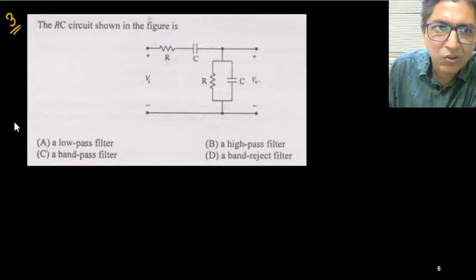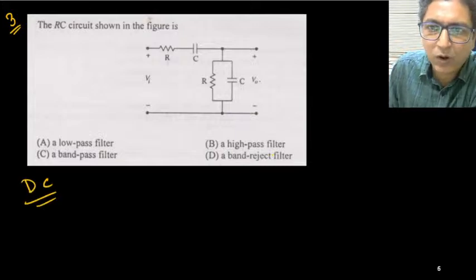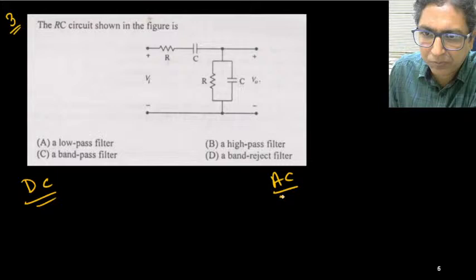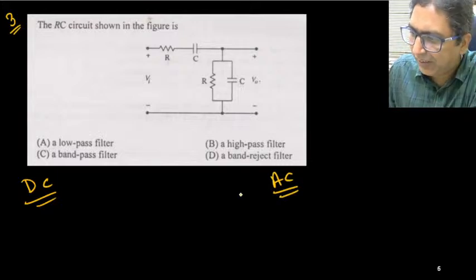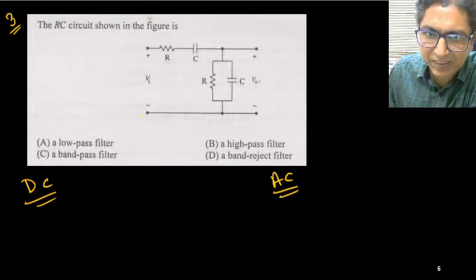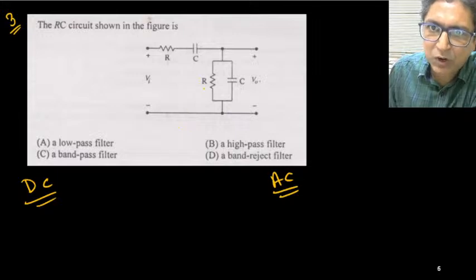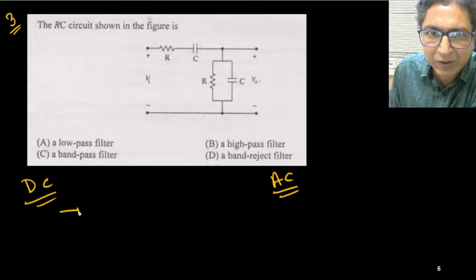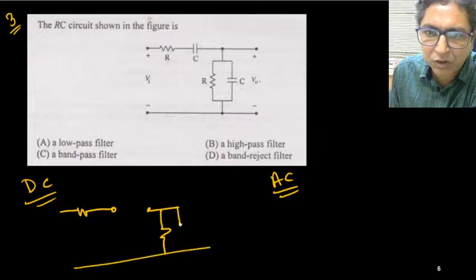Okay, so we will try with these two things, one for DC and one for AC. As this system is having only capacitors, the capacitor will block the DC. Capacitor is open. So what is the circuit now? Equivalent circuit. So this capacitor is open. This is the resistance. This capacitor is also open.